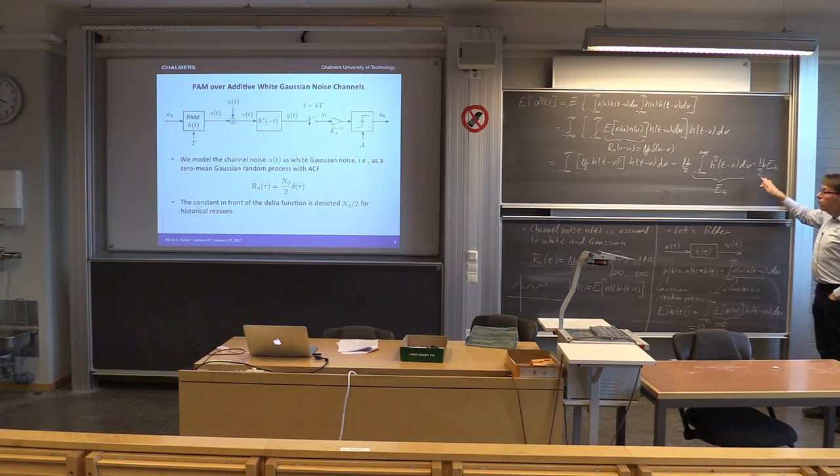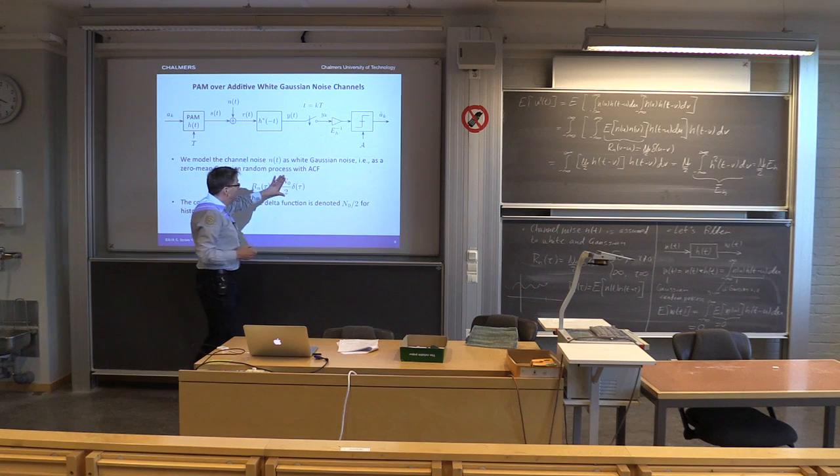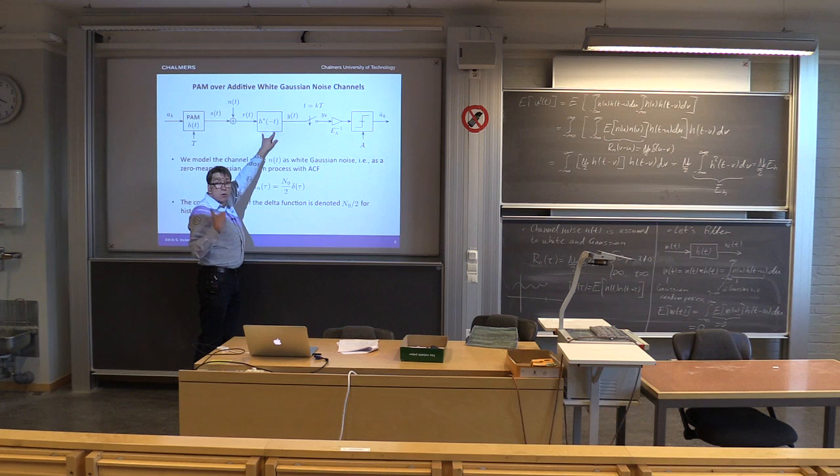Okay. So N0 over 2, what does that come from? Well, it comes from the specification of the channel. So N0 over 2 is a channel parameter. The greater N0 is, the noisier the channel is. Where does E_h come from? Well, it comes from our choice of impulse response.